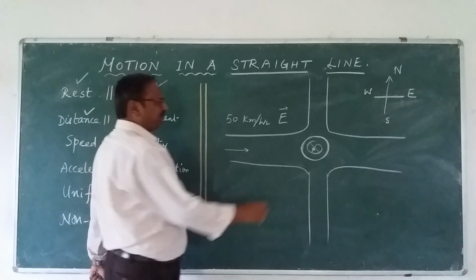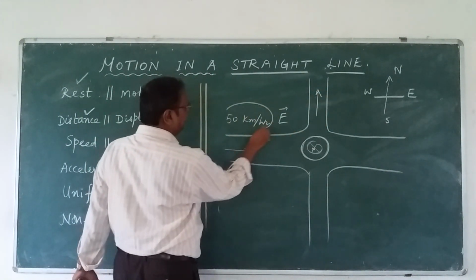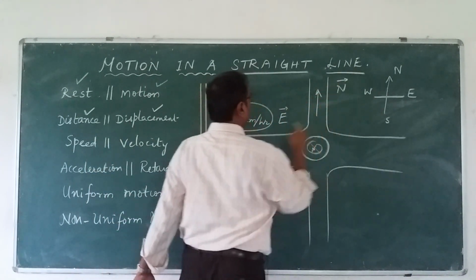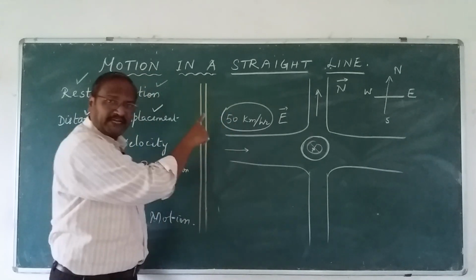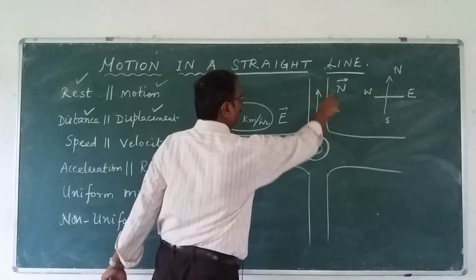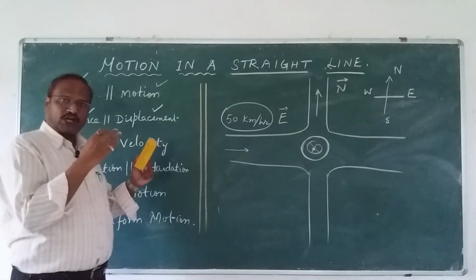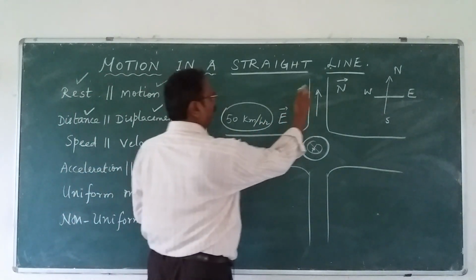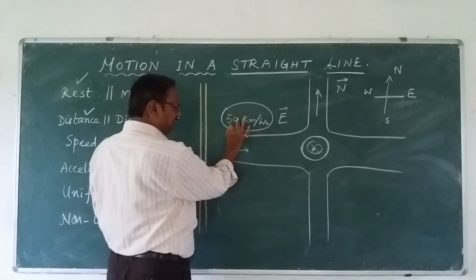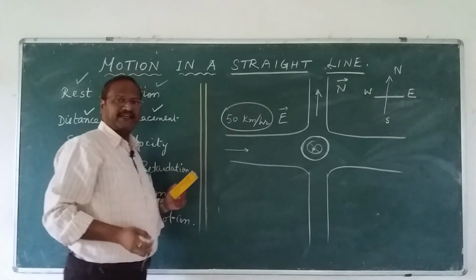Let us say the same car is moving in this direction. Fine, the speed remains the same, but the direction is now north. The speed, the magnitude might be the same, but you will find the direction is changing, so the velocity is also different. When you talk about velocity, we have to talk about the direction. Speed is just distance upon time, and velocity is speed in a given direction.